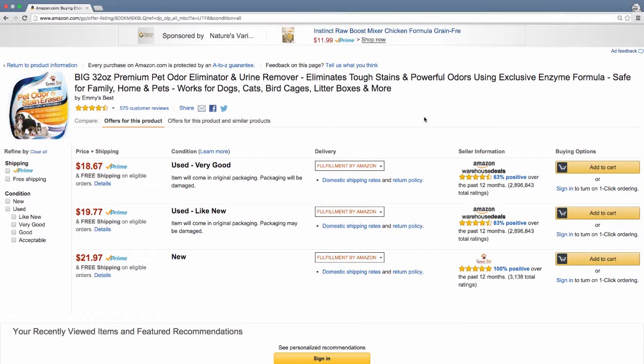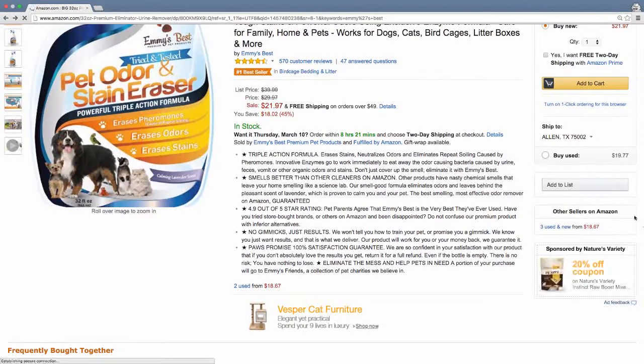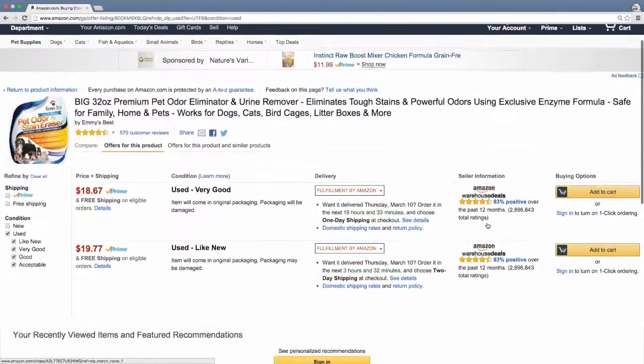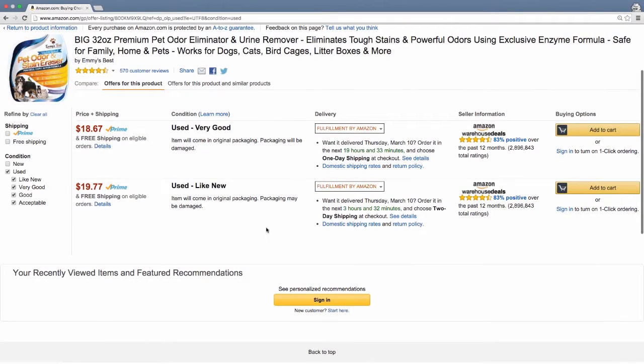But make it a habit every day to go and look at your listings and look at these two locations, either right here below the buy box or right here below your bullet points. And that'll tell you if you have a hijacker. If it's anything other than Amazon warehouse deals, that, my friend, is a hijacker.